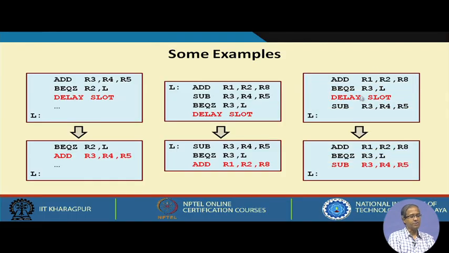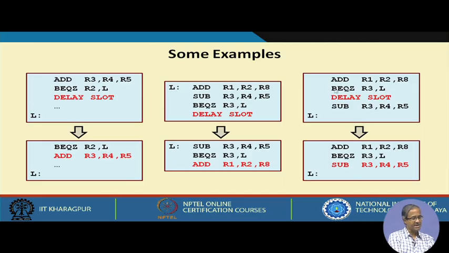Similarly, in another scenario, there is an add, then a branch to L, a delay slot after the branch, and after that a subtract instruction. For the subtract instruction you can also use R3, it does not matter, because the branch outcome is already decided. So, this subtract can move to the delay slot in this case.